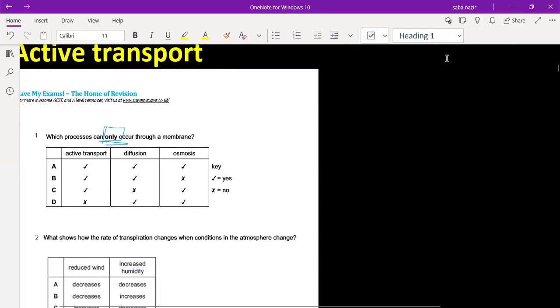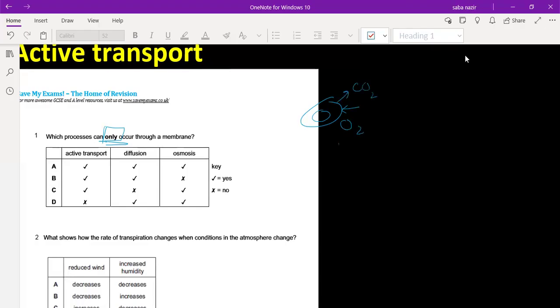If we observe the example of diffusion, for example, we consider a red blood cell. A red blood cell is a membrane-bound structure and allows gases like oxygen and carbon dioxide to move in and out by the process of diffusion. This example illustrates that diffusion occurs through the membrane. But here in nature, there are other examples.